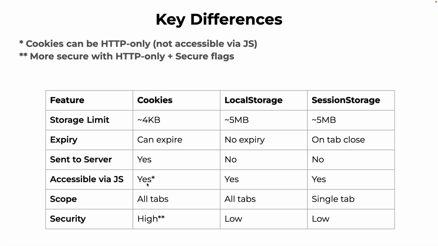Accessible via JavaScript: cookies can be HTTP only. So when you send the cookie, you have to mention HTTPS. For local and session storage, accessible via JavaScript, yes. Scope: cookies and local storage are active in all tabs. Session storage is just for a single tab, it's temporary data. Security: for cookies it is high. Local storage is low, and session storage is also low because it is accessible to all the JavaScript. Understanding this difference is important for building a secure application. Yeah, thank you.